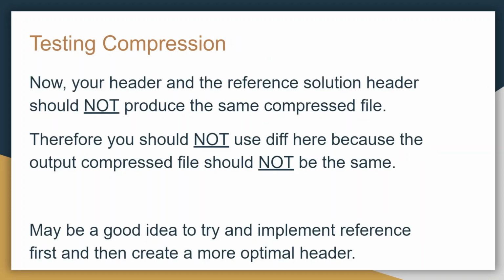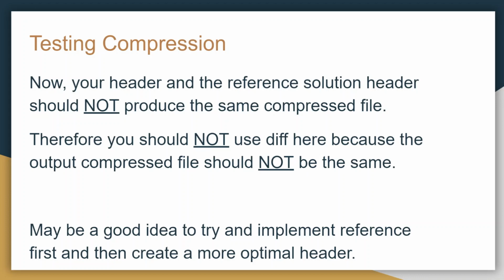Okay, so for testing your compression, your header and the reference solution header should not produce the same compressed file, right? Your goal is to beat the reference solution. Your compressed file should be better than the reference solution, and therefore, you should not use diff here, because the output of the compressed file should not be the same.